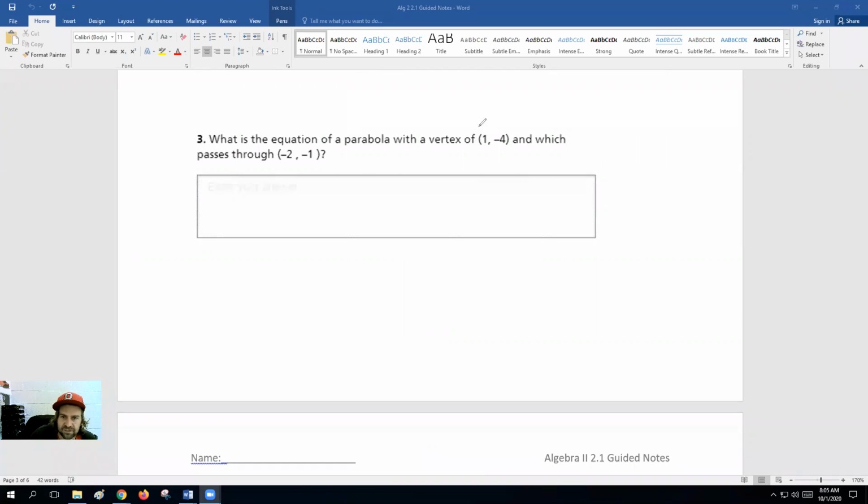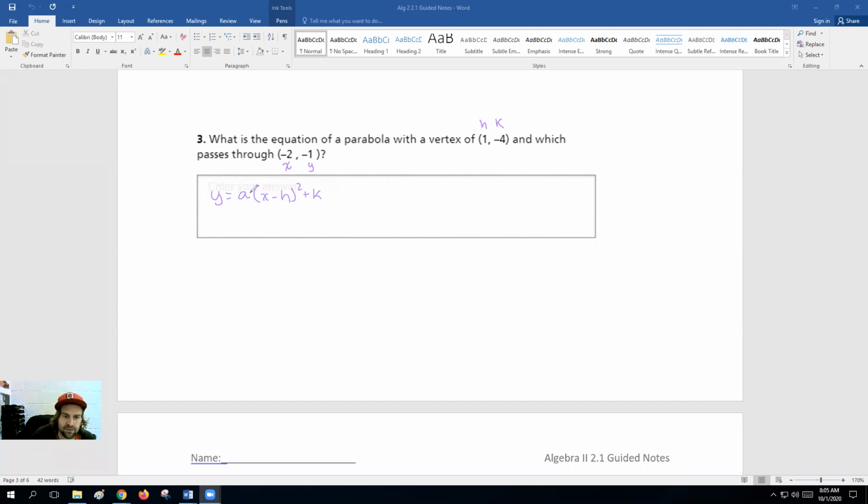So we have a vertex. Here's our h and k. We have a point here. It's not written anything fancy. This is just our x and our y. So we've got to find h, k, and a in our equation: y equals a times (x minus h) squared plus k. You guys are going to have to pretty much memorize that by the end of the chapter.